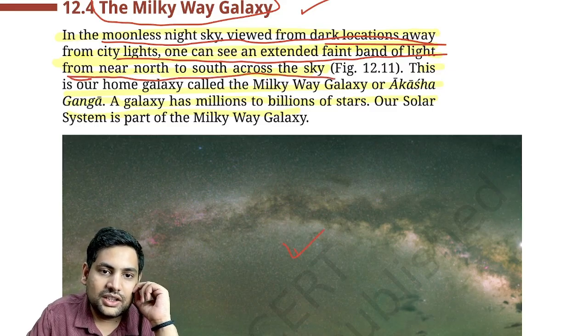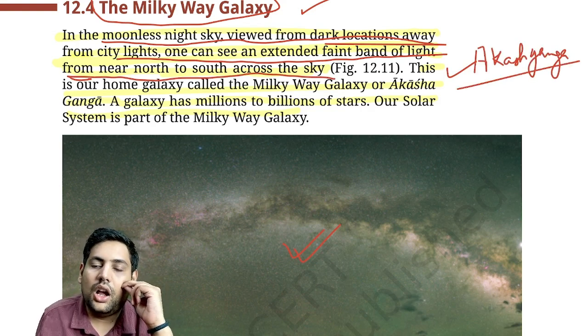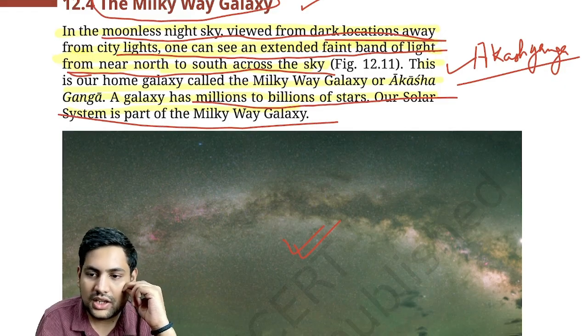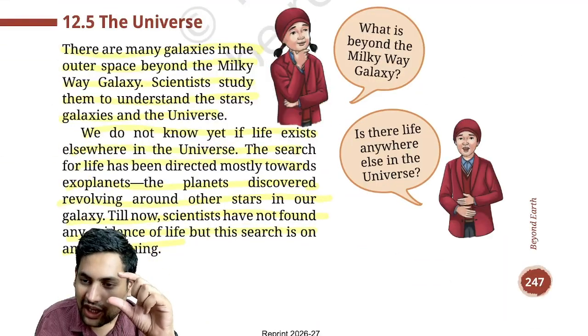Okay, like this. What is this? This is Milky Way, or in Hindi we call it Akash Ganga. Okay, what it has? A galaxy has millions to billions of stars. Our solar system is part of Milky Way galaxy. Understood? Then at last, see how we started.